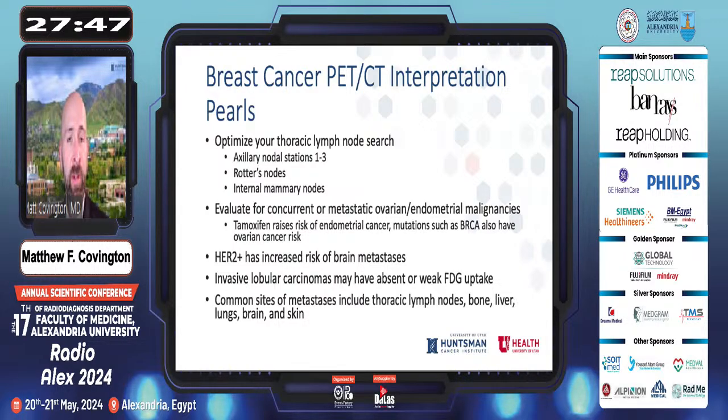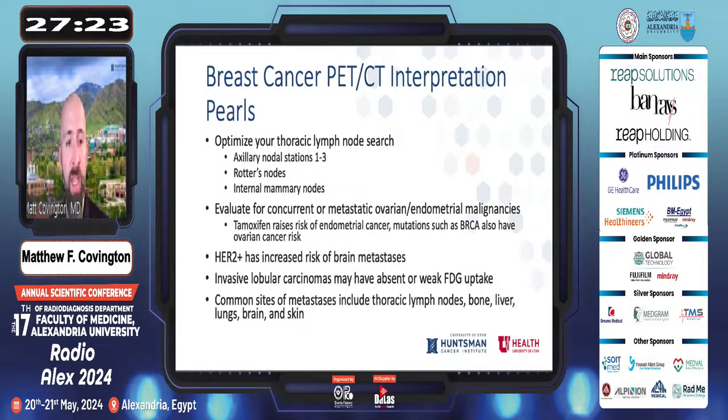And invasive lobular carcinomas, as I mentioned, can have weak uptake on an FDG scan, so you often have to increase your sensitivity when you know you're reading a scan that is invasive lobular carcinoma to realize that all you might get for positive lymph nodes, for example, is mild uptake. But if it's mild and focal and it's lobular cancer, that is suspicious.